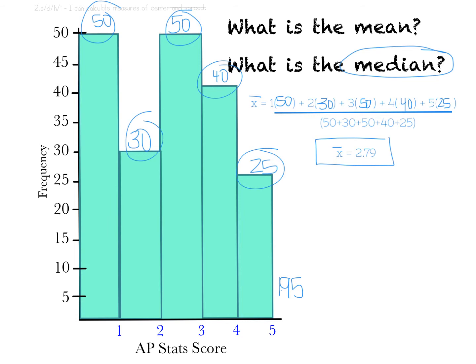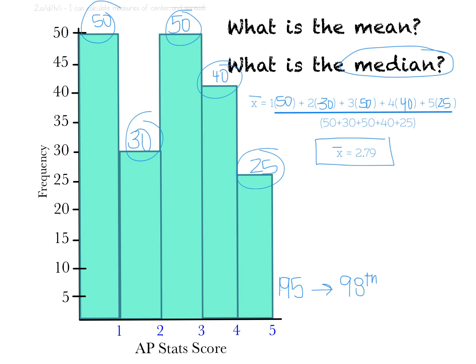So if 195 people took the test, the middle is going to be the 98th person, because that would put 97 people below and 97 people above, and 97 plus 97 plus that 98th person is going to give me 195. So I'm looking for the 98th person.